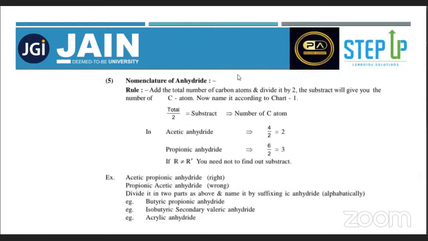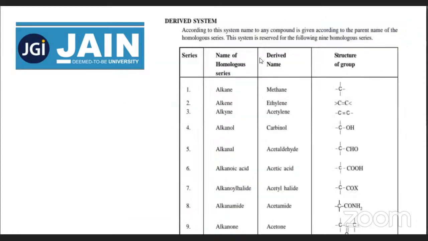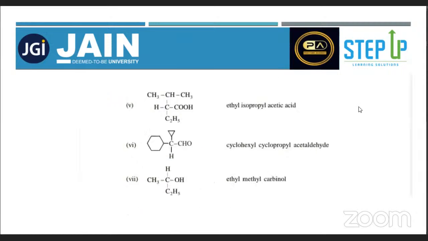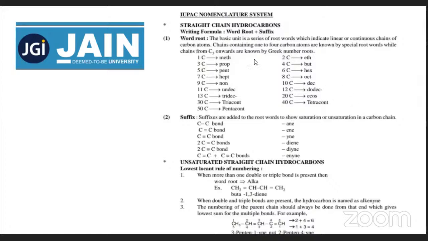Okay, there's a formula for finding out the nomenclature of anhydride. I just told you how to do it, how to find out the acid, the anhydride. Okay, this is the derived system. So alkane, alkene, alkyne, from where the structure of the group is found. So that is an example of derived nomenclature. Derived nomenclature you don't have to read, so don't get into that. Common names you have to know, and then you are supposed to know IUPAC nomenclature. So this is IUPAC nomenclature.